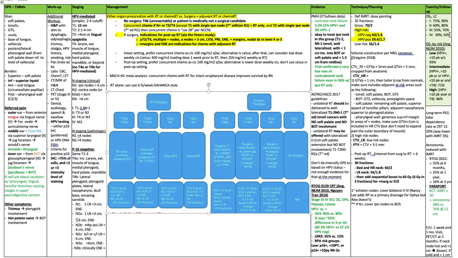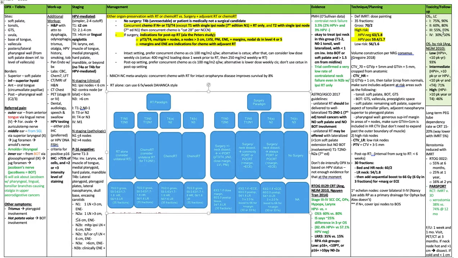Overall survival at 3 years by risk group per Ang. Low risk is HPV positive, less than 10 pack-year smoking history, 93%. Intermediate is HPV positive, greater than 10 pack-year history, or HPV negative and less than 10 pack years and less than T4, 71% 3-year overall survival. High risk is HPV negative, greater than 10 pack-year history, or a T4 tumor, 46% 3-year overall survival.